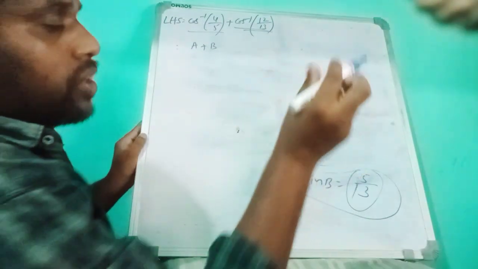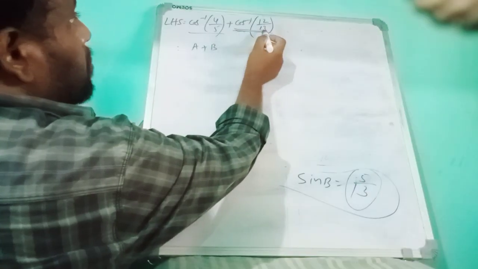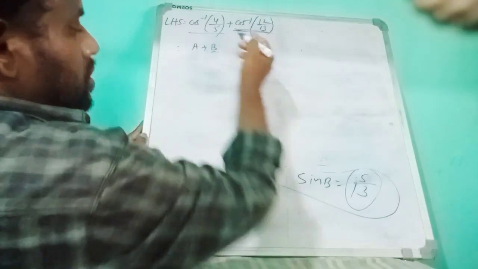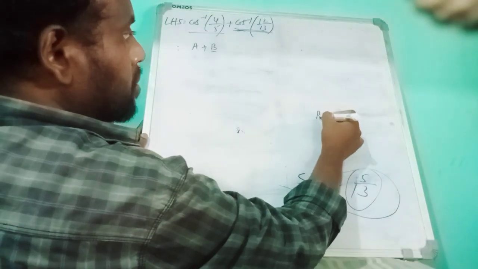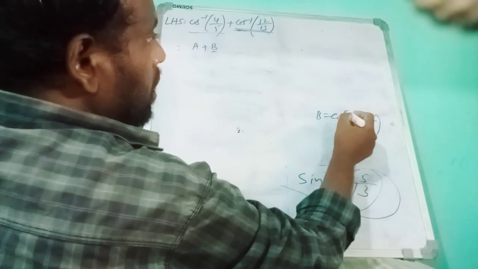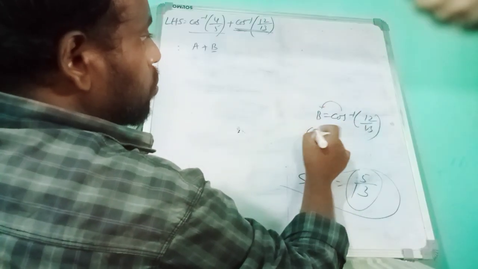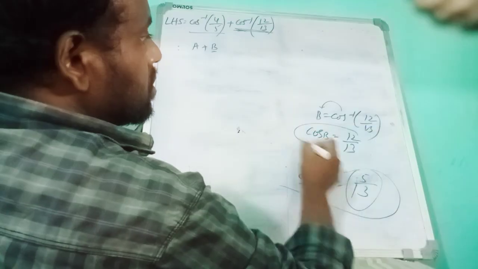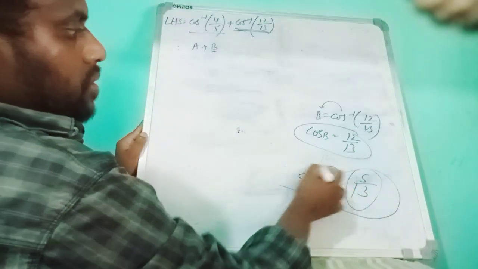So I just erased one thing. This I took as B, right? So B is equal to this. B is equal to cos inverse of 12 by 13, and this is moved to this side. So what you will get? Cos B is equal to 12 by 13. Okay, so this you have to remember.